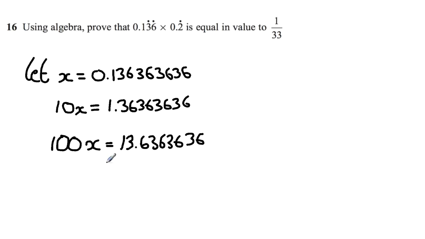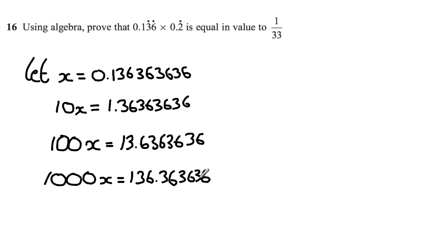I'm then going to multiply both sides again by 10. So we have 1000x equals 136.3636. I'm just going to label all four equations: 1, 2, 3, 4. At this stage, I can eliminate the 0.363636 by subtracting equation 4 with equation 2.